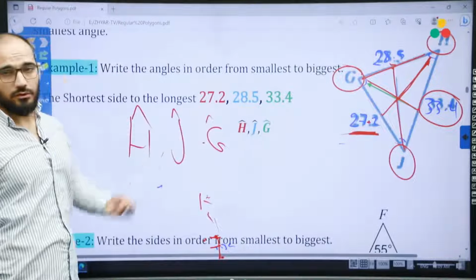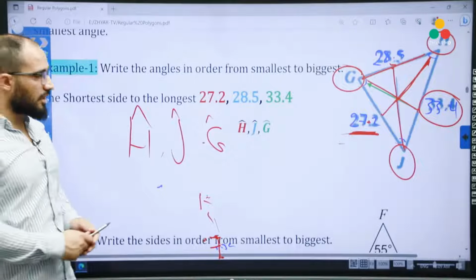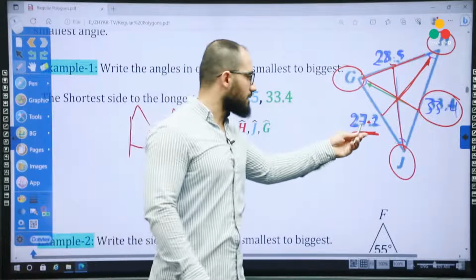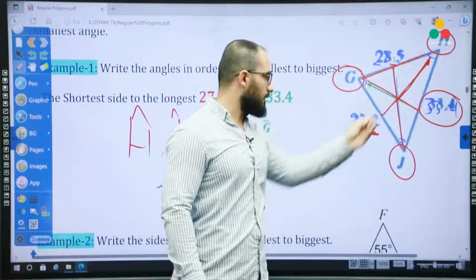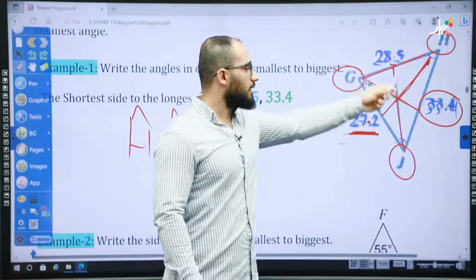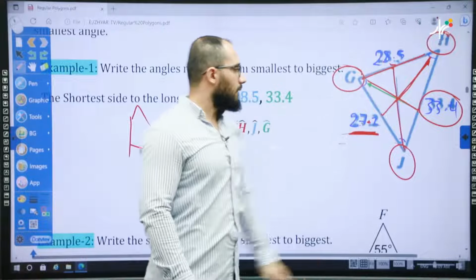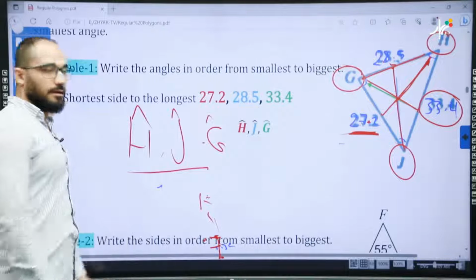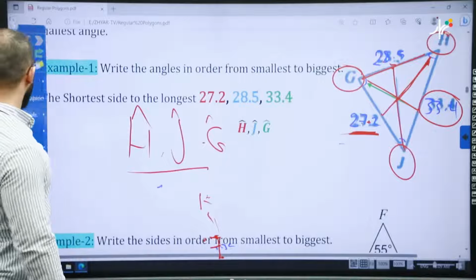This is the way we order the angles. We always check the sides. Smallest side, we have the smallest angle. Or you can say shortest side, smallest angle. Then longer and longest. That's why we order the angles in that way.